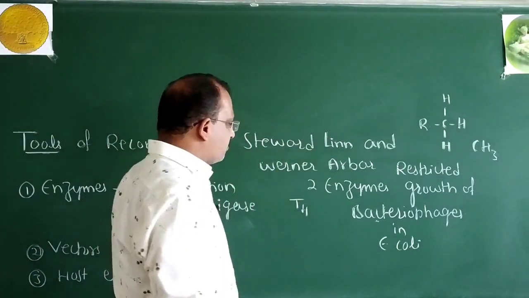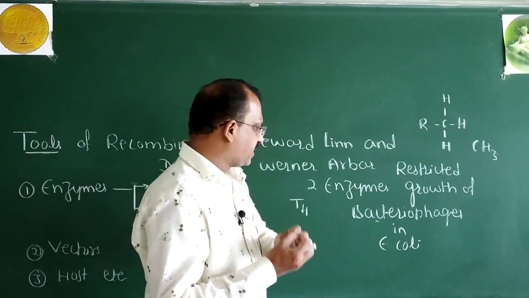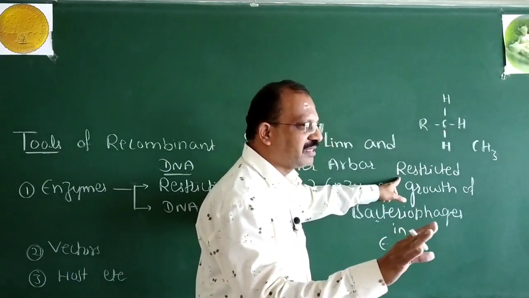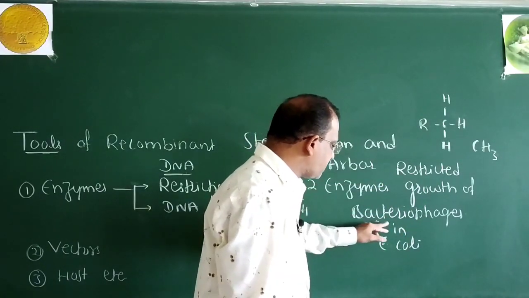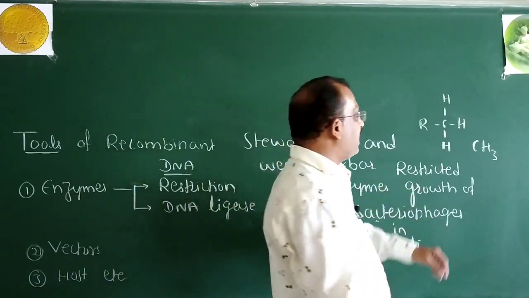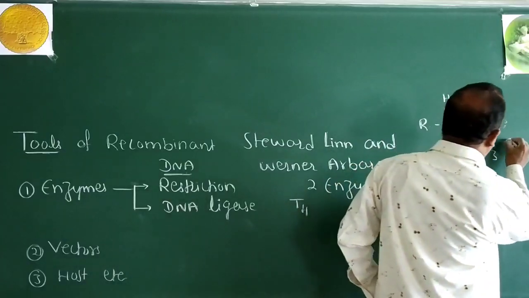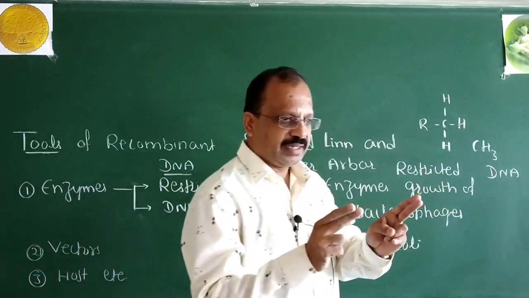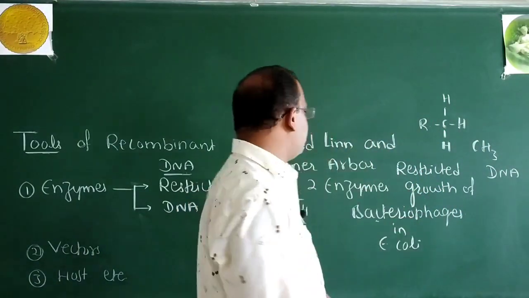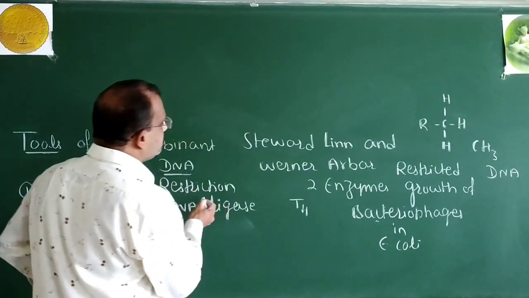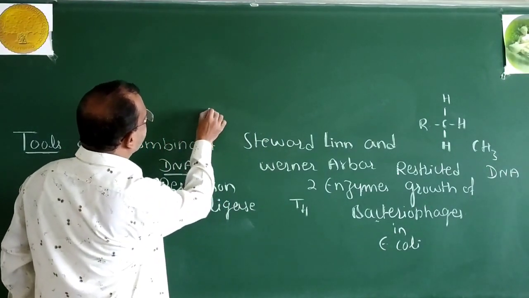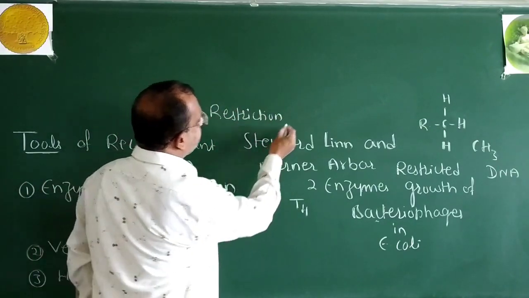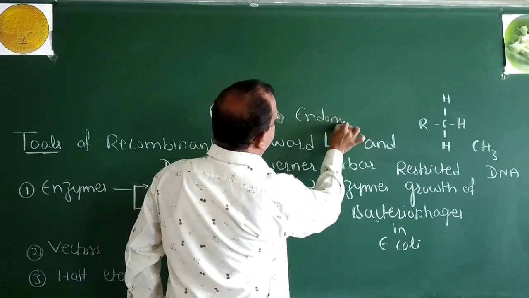Stewart Linn and Werner Arber isolated two enzymes which restricted the growth. Restricted means they will prevent the growth of bacteriophages in E. coli bacteria. One will add methyl group to the DNA and another one will cut the DNA. The one which cuts the DNA is called as restriction endonucleases.